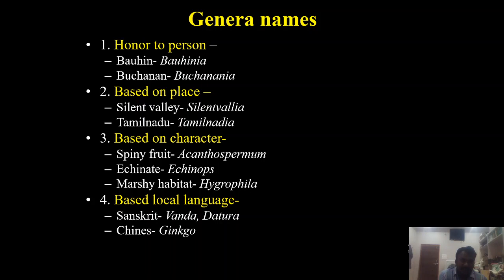Third is based on character. For example, Acanthospermum is the genus which has spiny fruits. Acantho means a spine-like structure, spermum means a fruit. That means spines present on the fruit. Then Echinops, again the spiny nature. Marshy habitat, Hygrophila. Hygro means water.